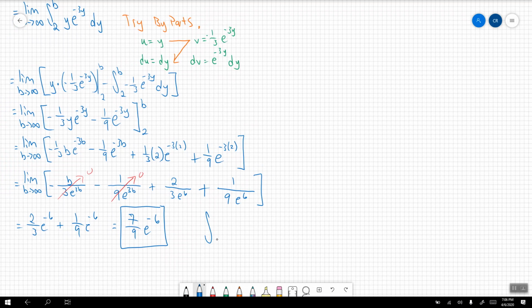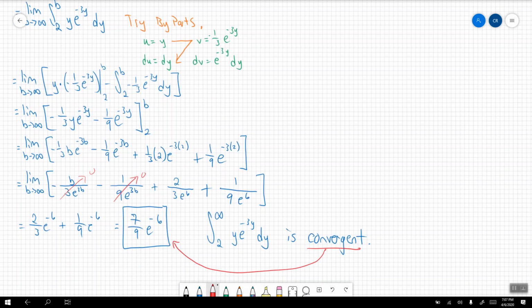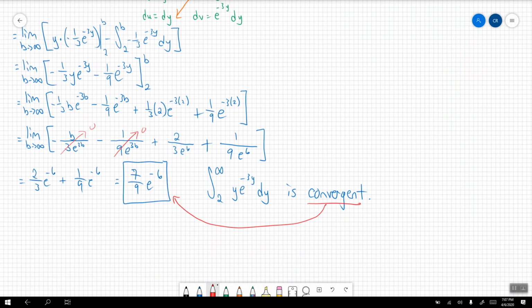So the integral from 2 to infinity of y e to the negative 3y dy is convergent. And again, it's convergent because we are able to evaluate the limit. If the limit exists, then the integral is naturally convergent. There we are. Nice. So if you want to take a pause really quick, I'm going to go ahead and upload the type 2 integral definitions that we need.